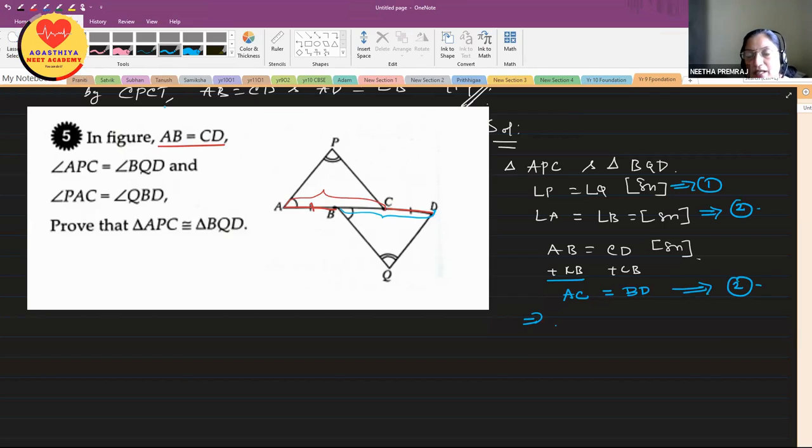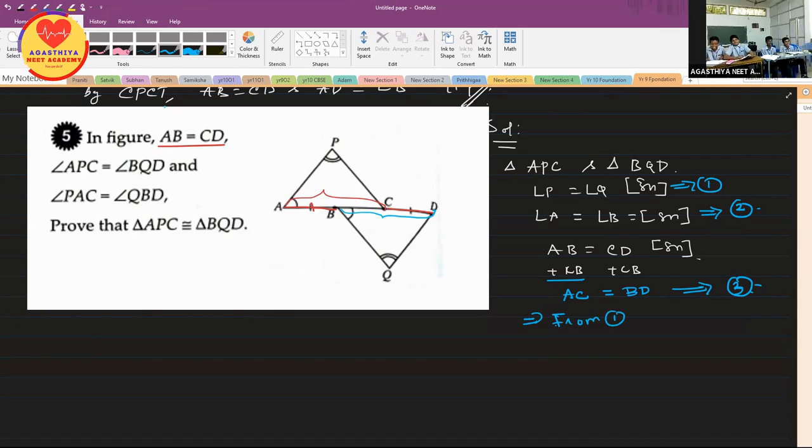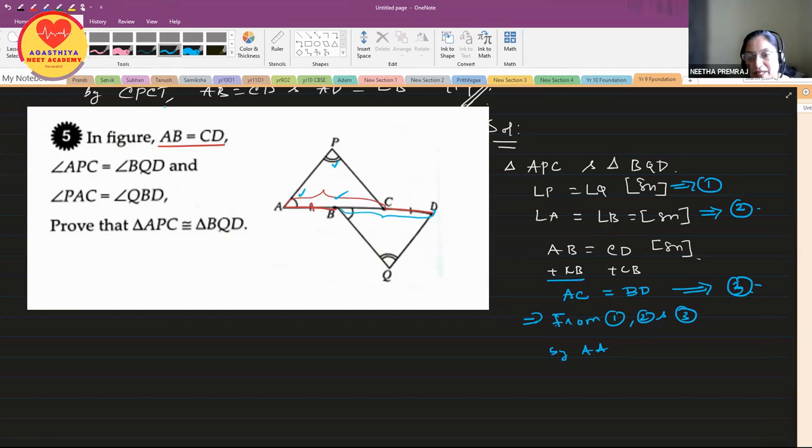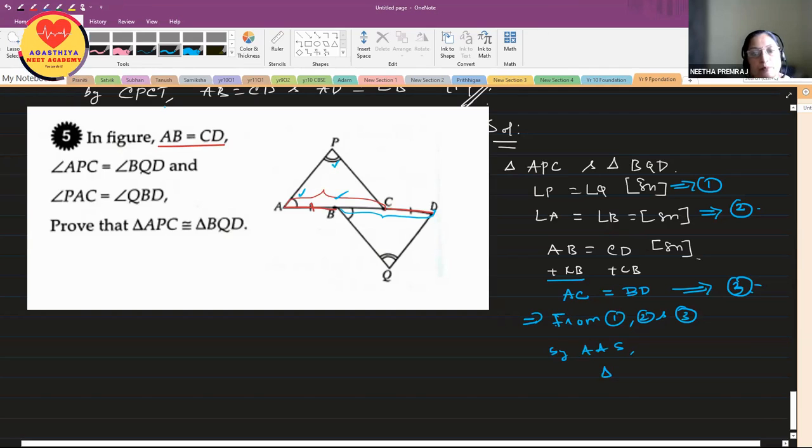From 1 to 3, what could you say? Yes, very good. From 1, 2, and 3, by angle, angle, side, by AAS, triangle APC is congruent to triangle BQD. Okay, that's it. Hence proved. Make a note of it.